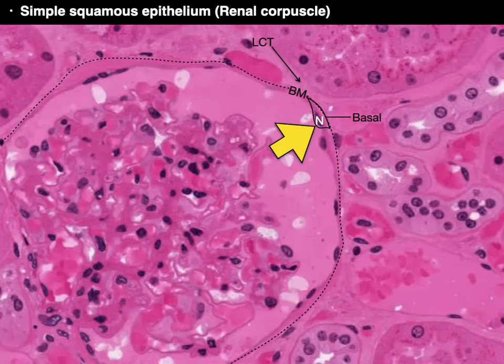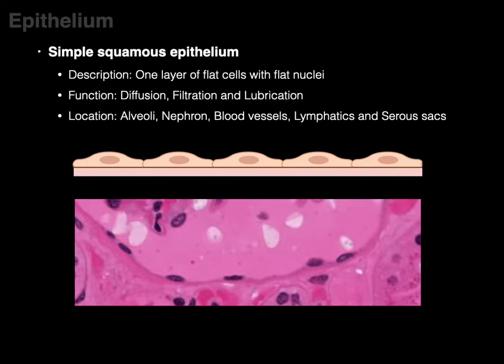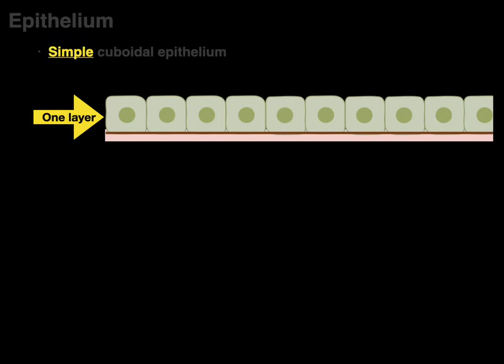And deep to that is loose connective tissue, and the basal and apical surface. The basal surface faces the loose connective tissue where the capillaries are. The apical surface, in this case, faces the filtrate in the glomerulus. Simple squamous epithelium. All right, what about simple cuboidal epithelium?